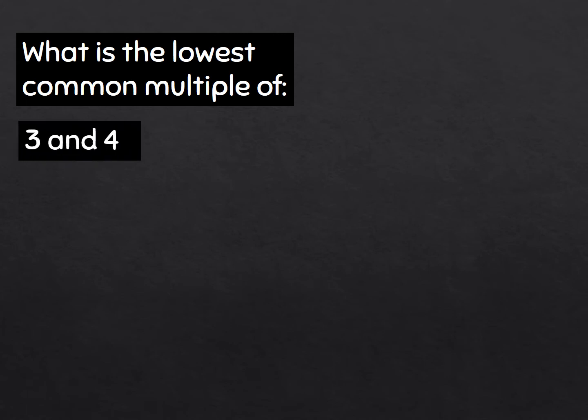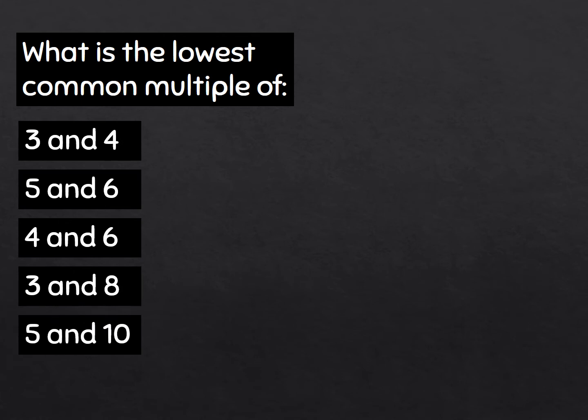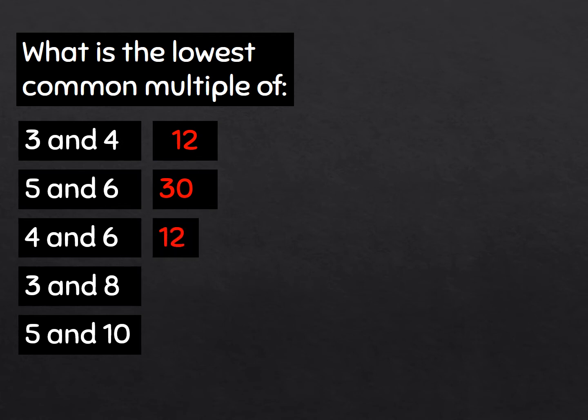Okay, so for example, if we're looking at 3 and 4, the smallest number that 3 and 4 can go into is 12. For 5 and 6, the smallest number that's in both of the timetables, if you think of it like that, the smallest number that 5 and 6 go into is 30. For 4 and 6 it is 12, because 4 times 3 is 12 and 6 times 2 is 12.